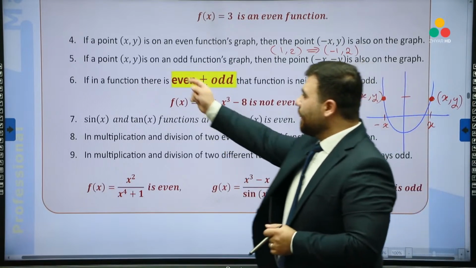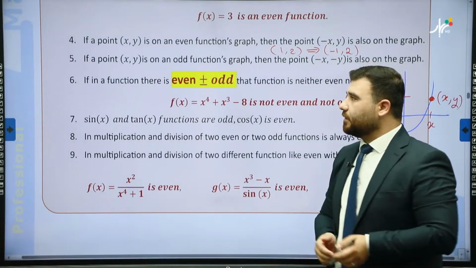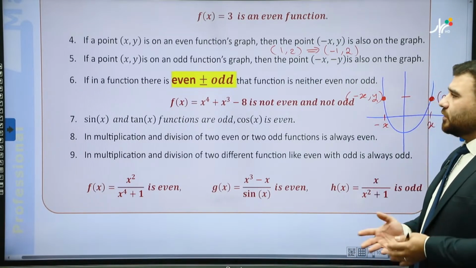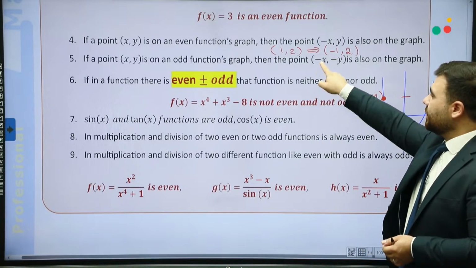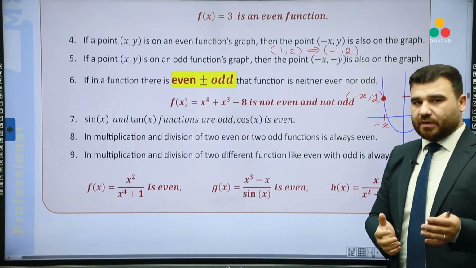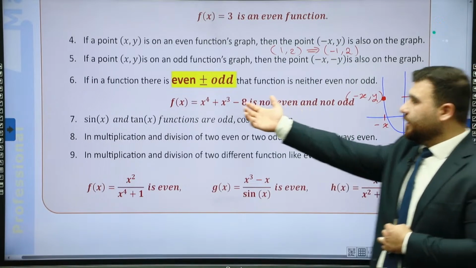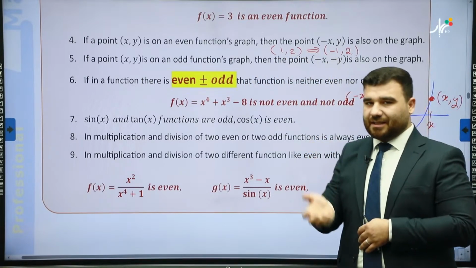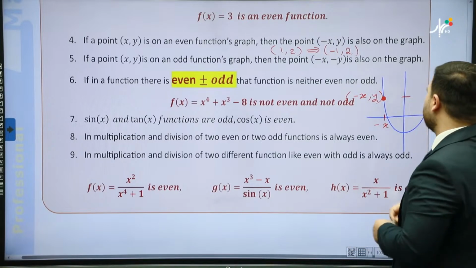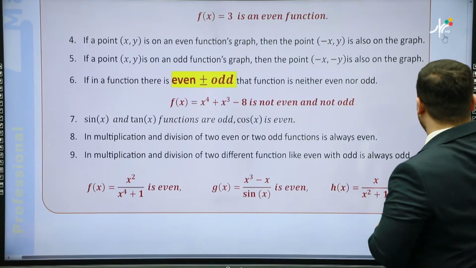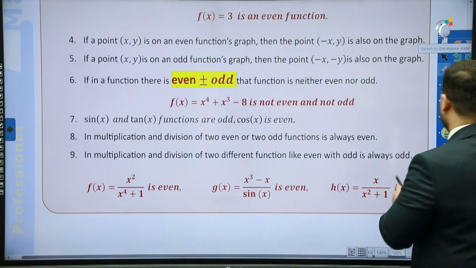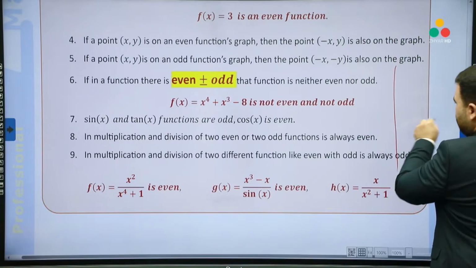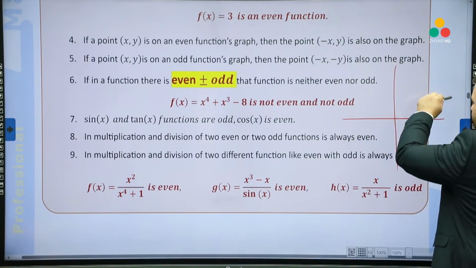For odd functions, if a point (x, y) is on an odd function's graph, then the point (negative x, negative y) is also on it. For odd functions, both signs change. The sign of x and the sign of y together, both of them change. Here, they are both positive. In the reflection, they are both negative. I said consider the graph of an odd function as S. Then when there is an xy axis like this to represent this, this is an odd graph.